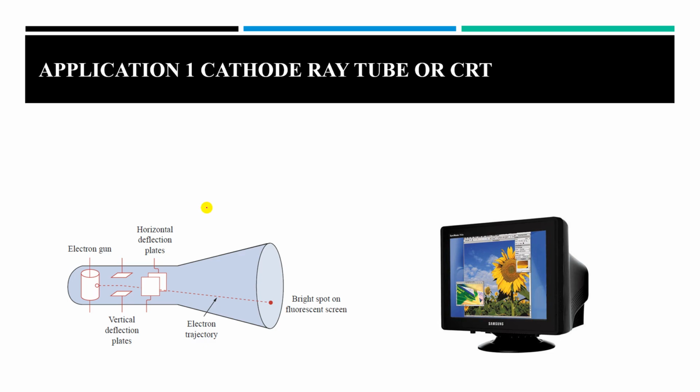This cathode ray tube is used in all the TVs. If you are from the old generation that had TVs like this one, or PC screens like this one, or a PC monitor to be more specific, you will find that the back of this monitor is very large because it is working on the principle of the cathode ray tube, which is this one.